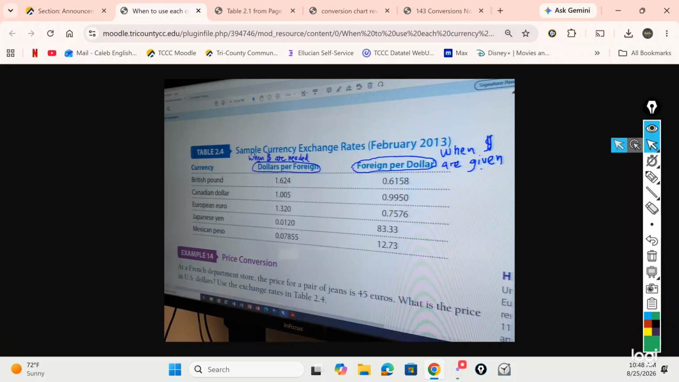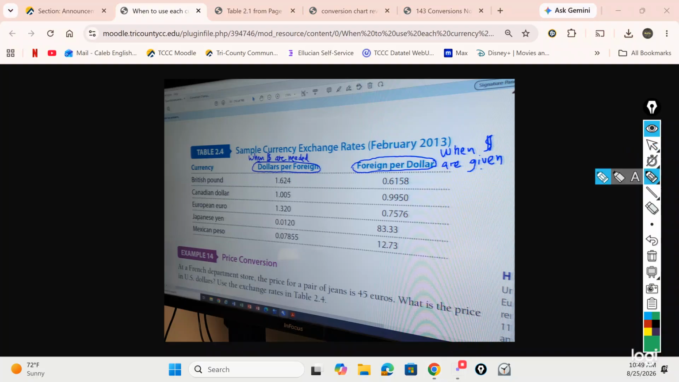All right. So this is a table off of page 85 of the textbook file. It's broken up into two categories, and it's based off of exchange rates from February 2013. So these are old. These are very outdated. They update all the time. Unless you work in that industry, they're almost impossible to keep up with. This table breaks it up into two columns, dollars per foreign and foreign per dollar. That's kind of hard to figure out when you're going to need each one of those. Well, I tried to put it in plain English as much as I could.